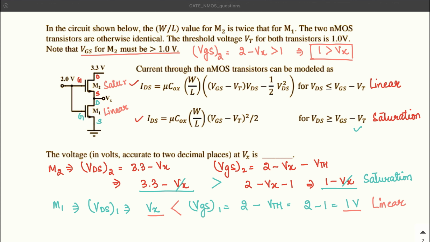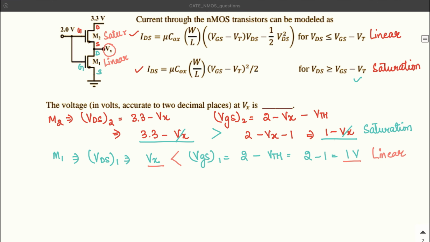Now we are in the position to use the drain current equations given to us, and we will simply equate the drain currents and find out the value of Vx. So let's get started. First of all, I'll write ID2, using this formula: mu Cox W by L of 2 times (VGS, which is 2 minus Vx, minus 1) whole square, all divided by 2.